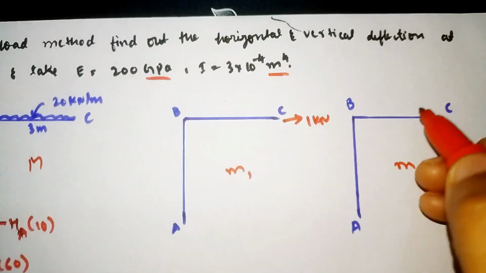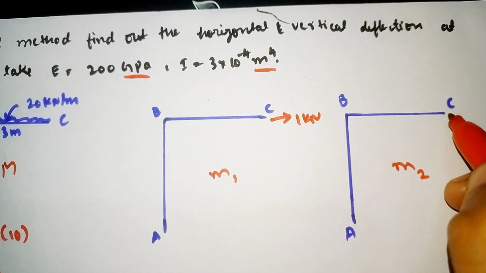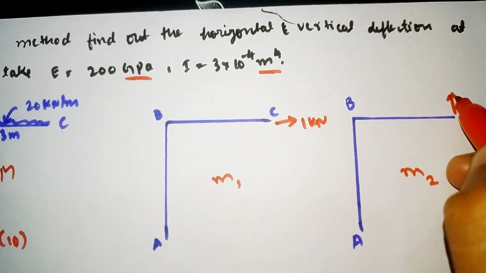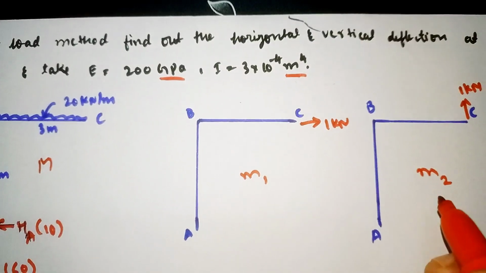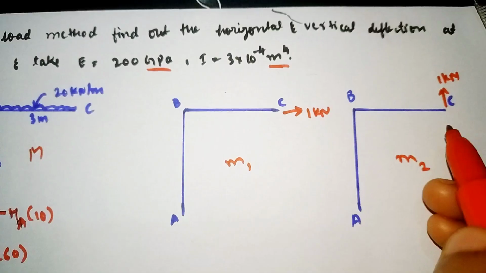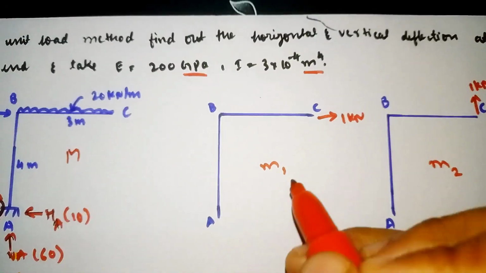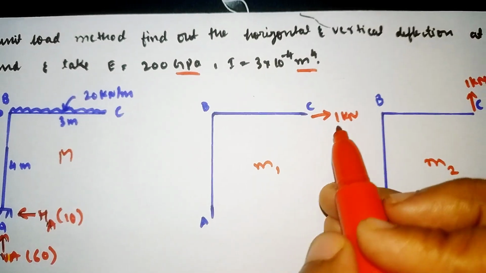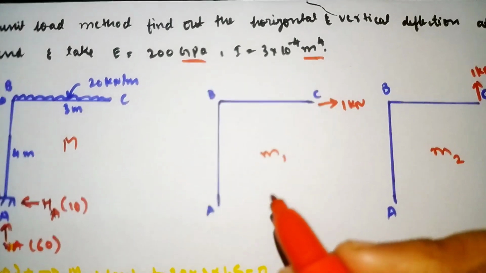And similarly, to find out the vertical deflection of this free end, we need to apply the vertical unit load of 1 kilonewton at point C. So it is called the moment of the vertical one, or M2 you can call it. It is also called the moment of the horizontal deflection, or M1. You can give any name, whatever you want.